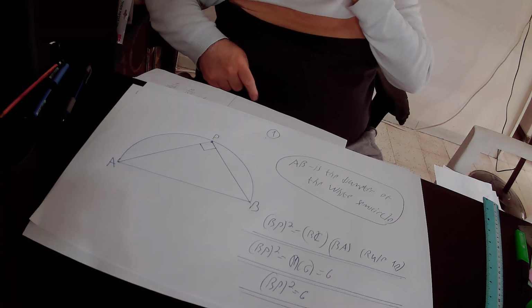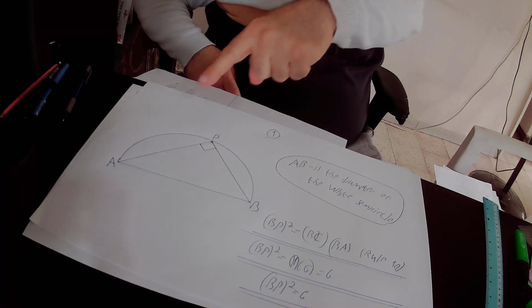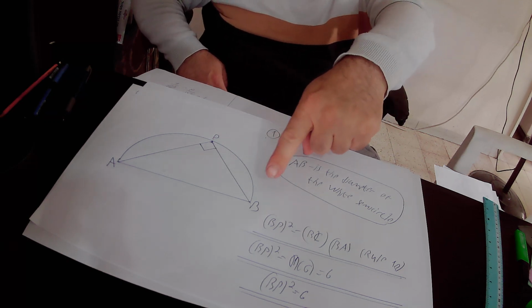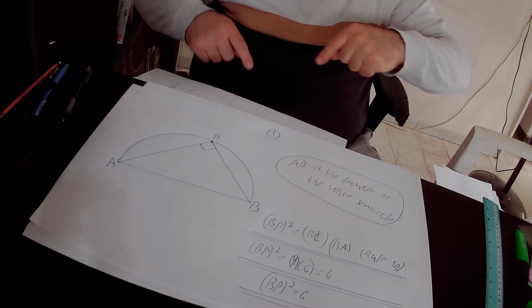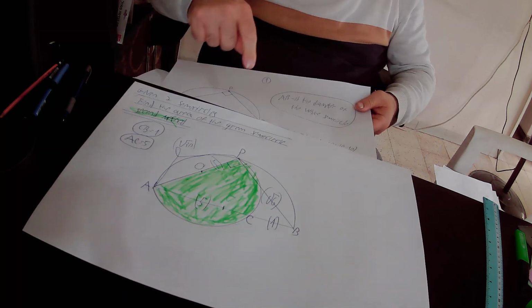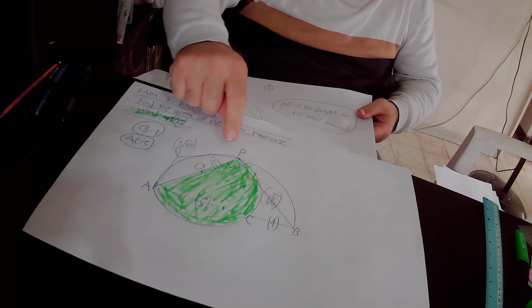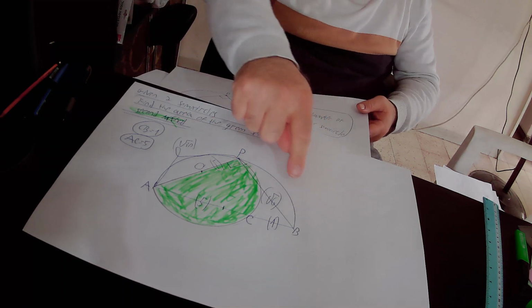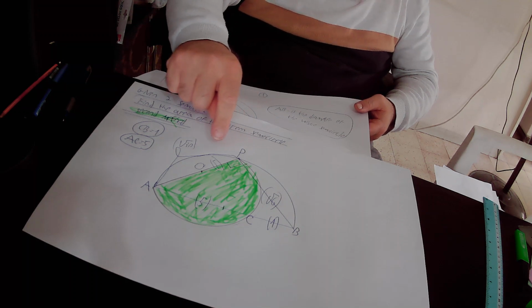So actually, peripheral angle APB is a right angle. That is to say, line segment BP is perpendicular to line segment PA. So here, this is peripheral angle APB. That is a right angle. That is to say, line segment BP is perpendicular to line segment PA.